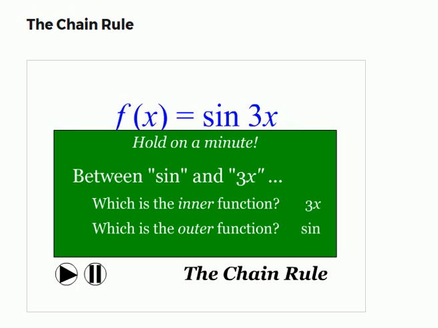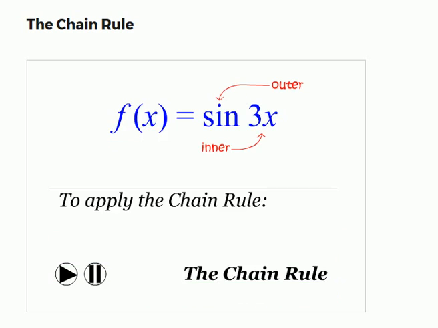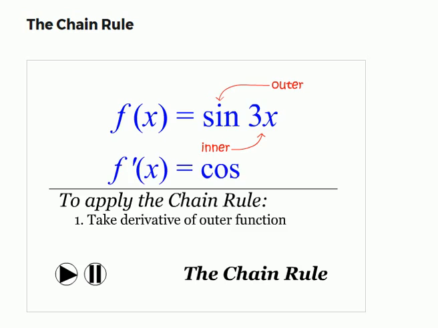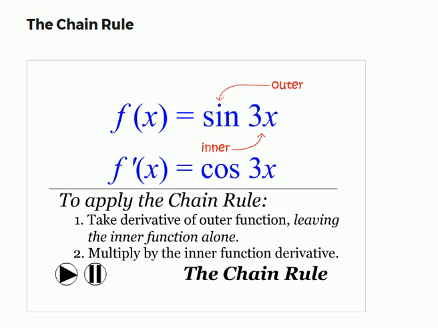So now it's time to take the derivative. The chain rule tells me that when I find a derivative, I start with the outer function, and I derive it. So the derivative of sine is cosine, but here's the trick. I leave that inner function alone. So far my answer is cosine of 3x. But now that I'm finished with the outer function, I can finally take the derivative of the inner function, and the derivative of 3x is 3. So my final answer is the derivative, or f prime of x, is equal to 3 cosine of 3x.